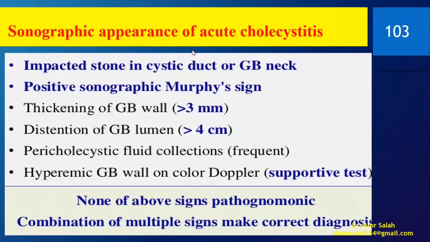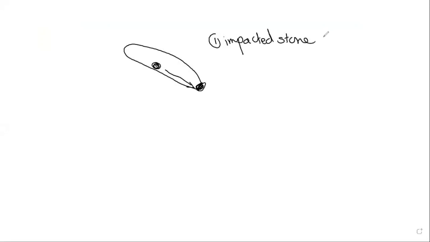The symptoms, the signs by the ultrasound and how they happen. We said that acute cholecystitis is most commonly caused by a gallbladder stone. Now, the gallbladder stone was here, for example, and then it moved to the neck. So the first thing that we would find is an impacted stone at the neck.